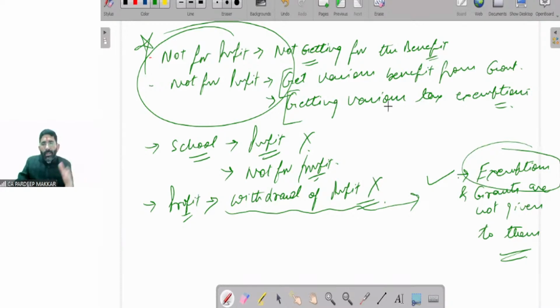We are given some grants from the government of India, but not if we are withdrawing the profit. Even if we are not working for the motive of earning profit, but the result is profit, and we have withdrawn that profit, in that case obviously we are not eligible to get exemption and grants. That's it. This is a major thing.